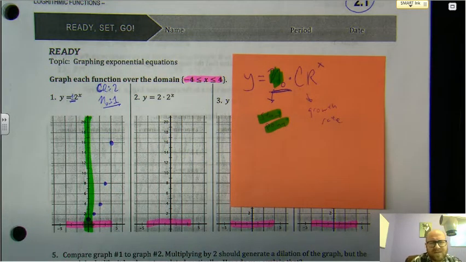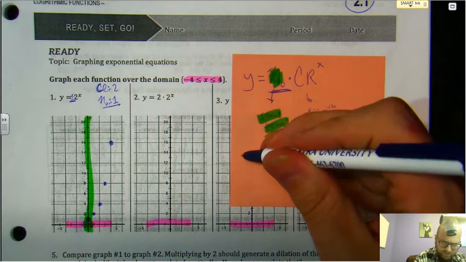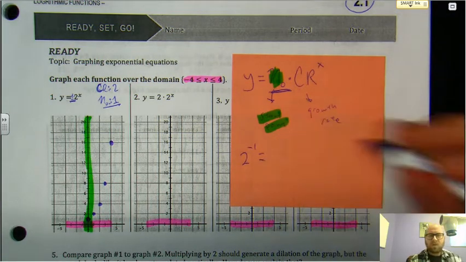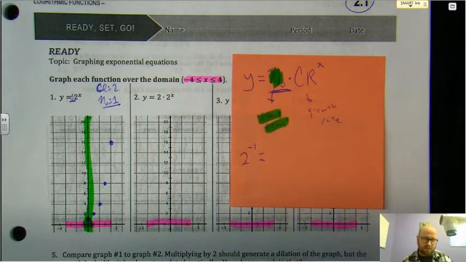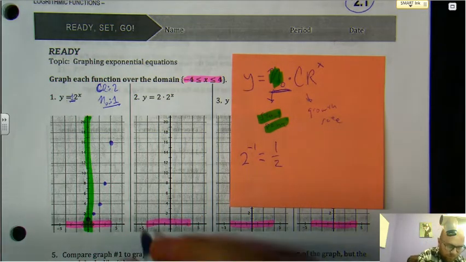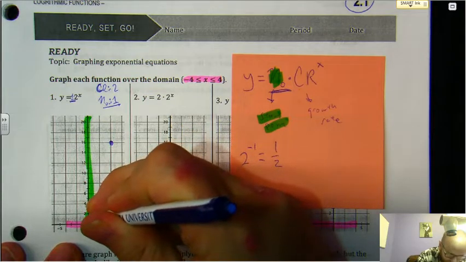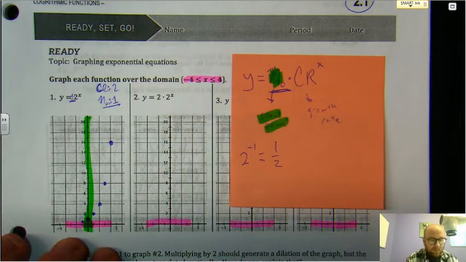But how do I get those negative numbers? How do I figure out what my negative numbers are? Well, I can think about my negative exponents. So for example, at -1, for this example, 2 to the -1st power, well, we learned last chapter that that's the inverse. So that's going to be 1 over 2, or a half. So when I'm at -1 here, I'm actually at a half, which is right there.